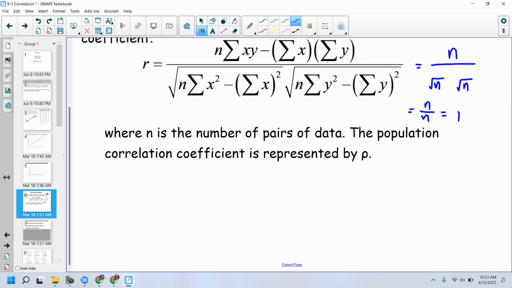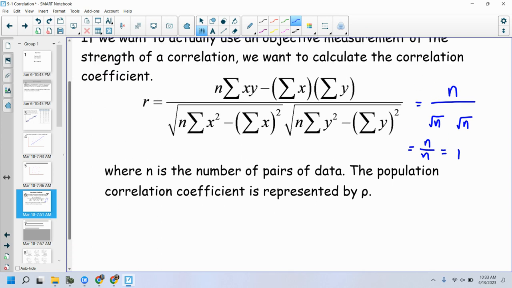Now, the population correlation coefficient is represented by this. Now, this is sample correlation coefficient, right? R value, lowercase r, is sample correlation coefficient. We sampled eruptions and times on Old Faithful, right? But when we talk about population, that's talking about all of them, right? All possible eruptions. Could we ever study all possible eruptions of Old Faithful? No, because time is infinite, right?